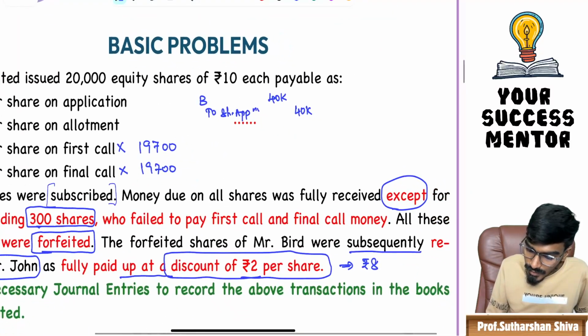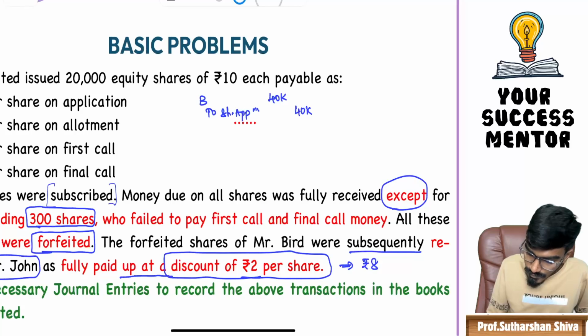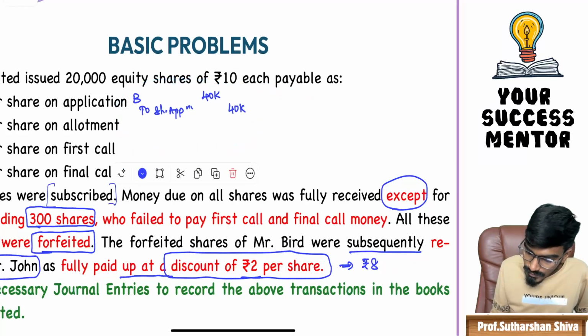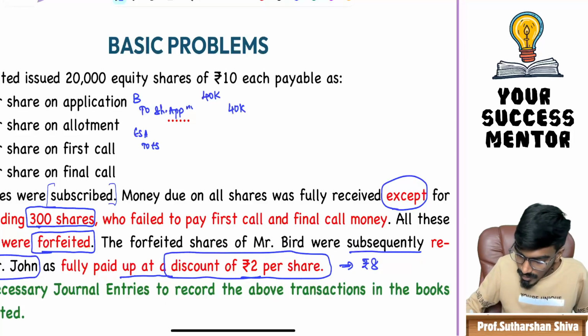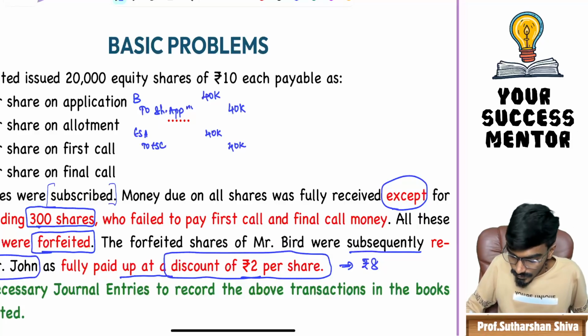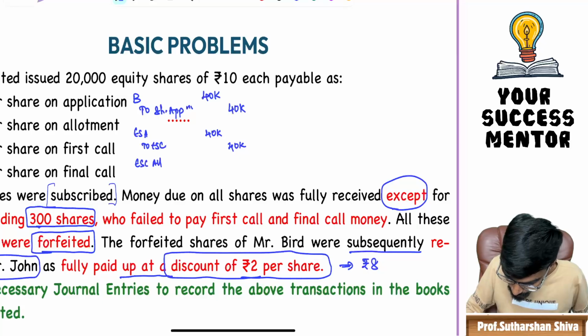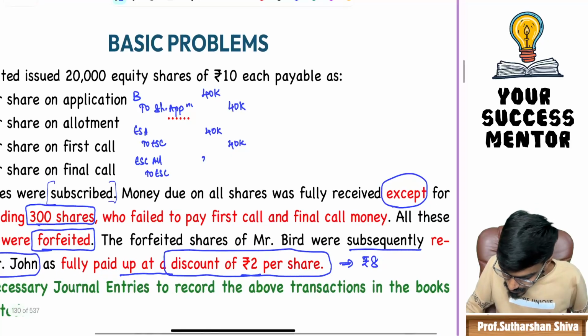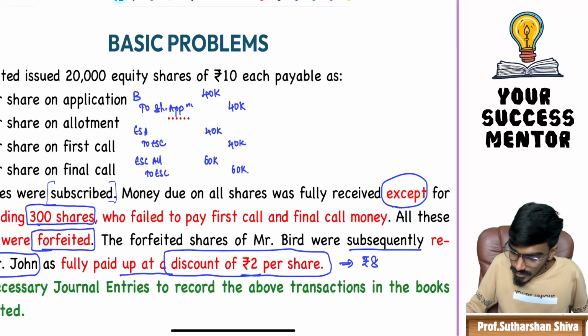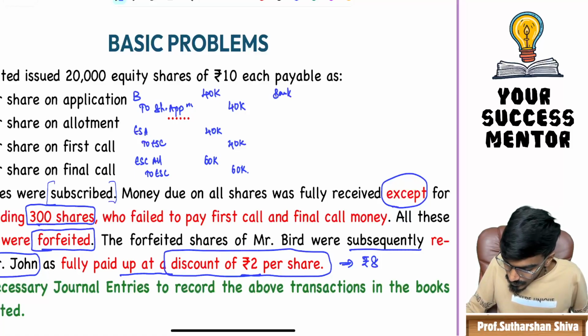Now come to the next part. What is the next one we will be doing? Equity share application to equity share capital, with the same amount. Next, equity share allotment to equity share capital, 3 into 20,000, which is going to be 60,000. Perfect. Next, bank account to equity share allotment, the same amount.